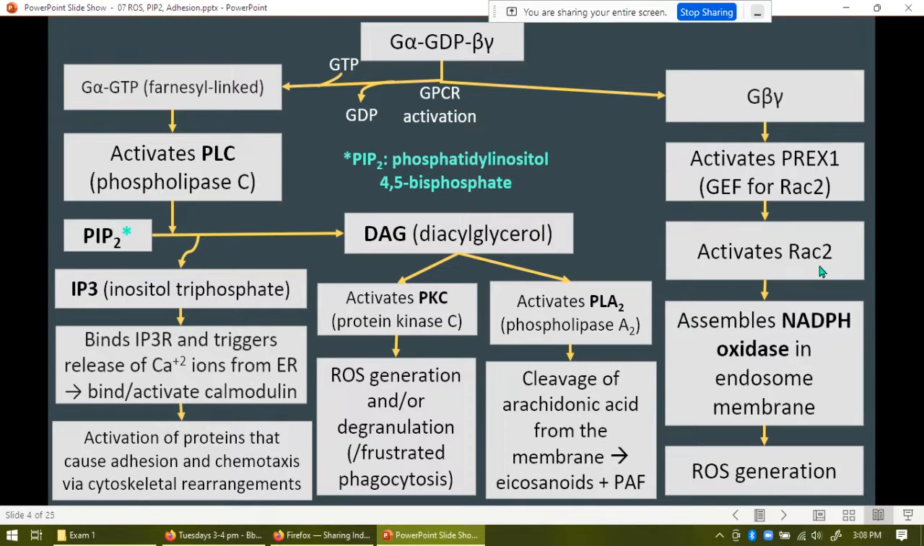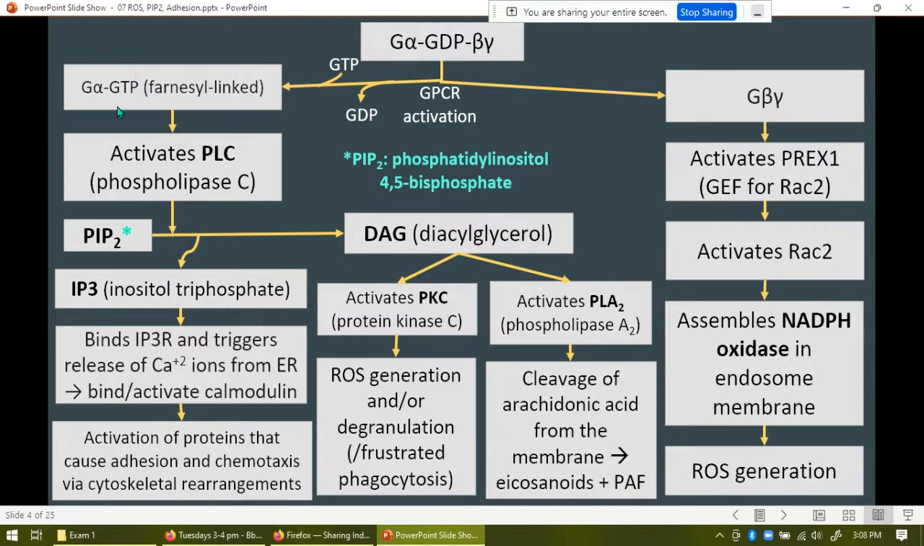However, when RAC2 swings by and brings them all together as one big happy family, now NADPH oxidase is assembled, it is activated in the endosome membrane, and it pumps the endosome full of reactive oxygen species. And the microbe is going to be shredded in the endosome by these reactive oxygen species. Okay, so that's the G-beta gamma pathway. It results in reactive oxygen species generation by NADPH oxidase.